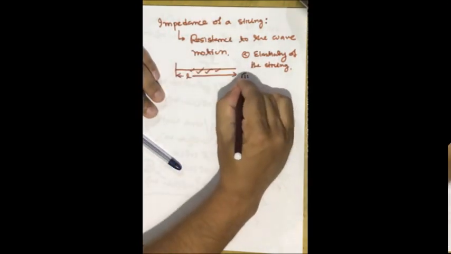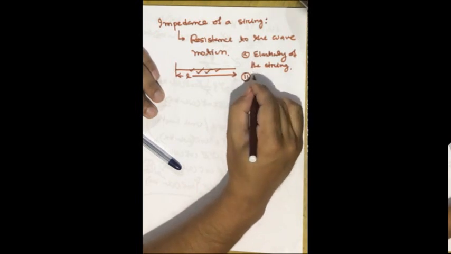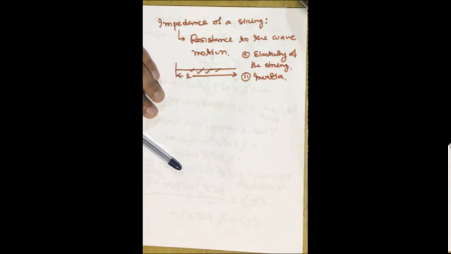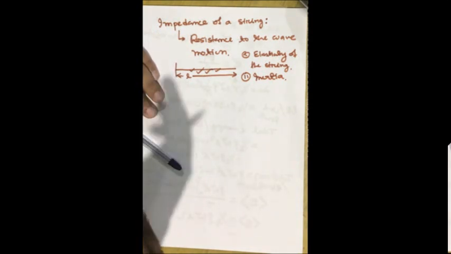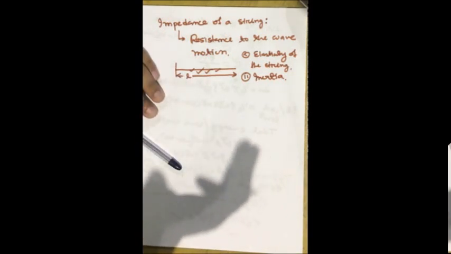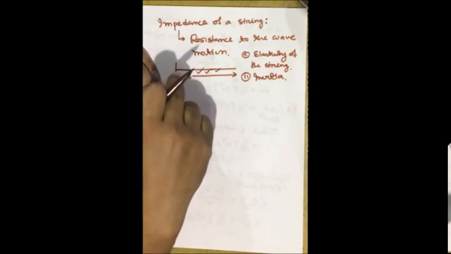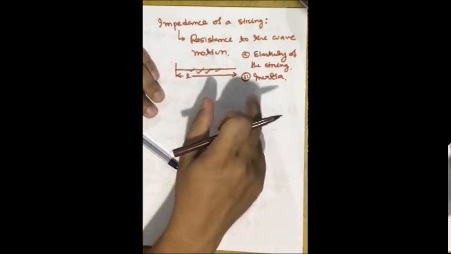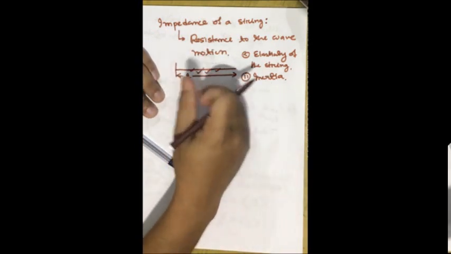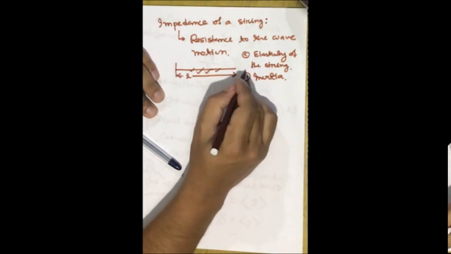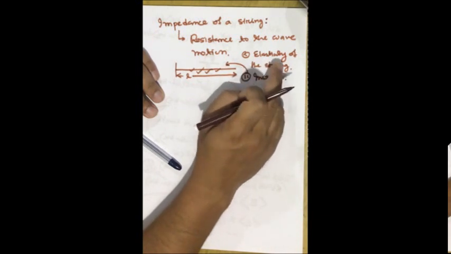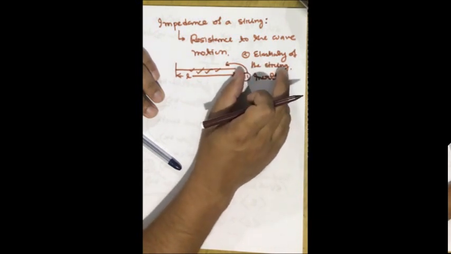The second part of the resistance to the wave motion is due to inertia. As you know, inertia is the property due to which a body in equilibrium will tend to be in the state of equilibrium, and a body in uniform motion will tend to be in the state of uniform motion. The string was initially in the equilibrium position before it was disturbed by an oscillating force, therefore due to inertia it also tries to bring the string back to its equilibrium position. So these two are the major factors responsible for the impedance of a string.